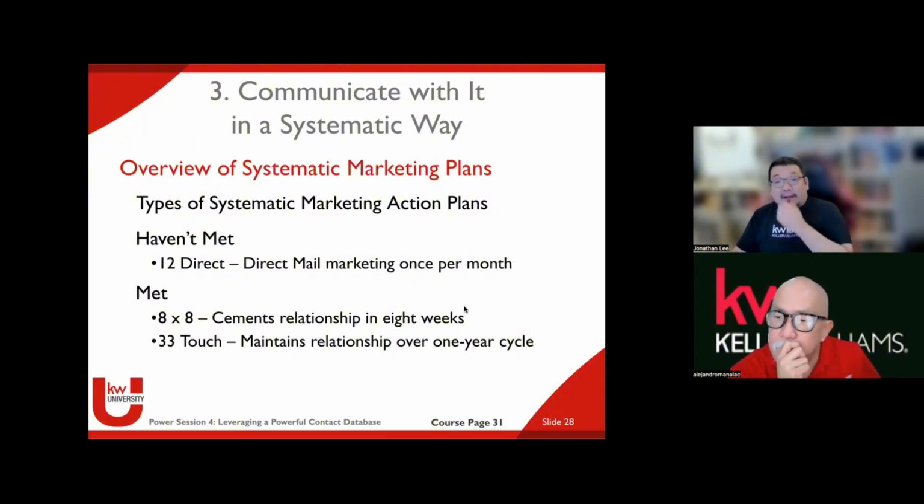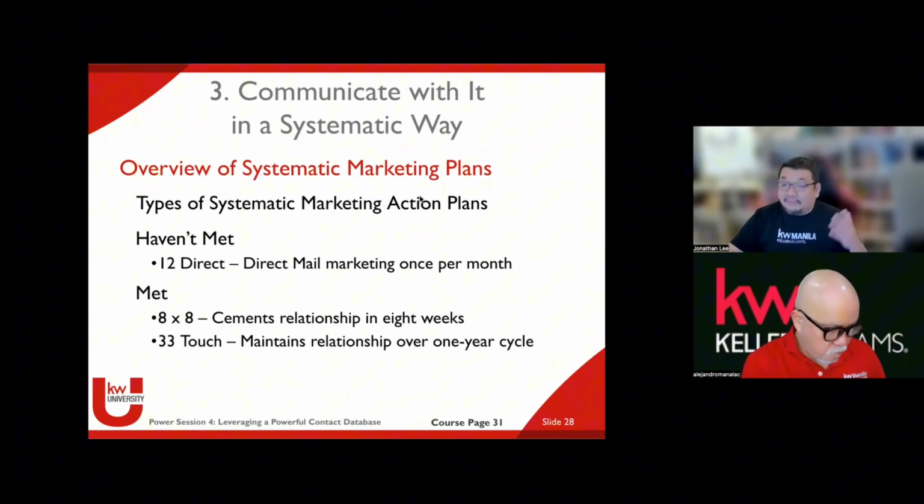Now, a systematic marketing way where we teach in the $1 Million Real Estate Agent is to talk about the 12 direct marketing per month. Send them your top 10 listings. Send them your website.